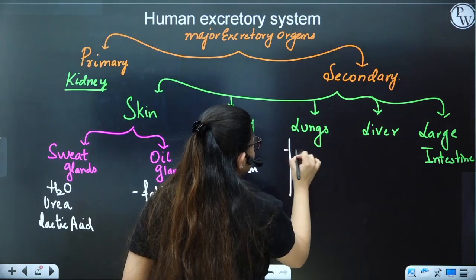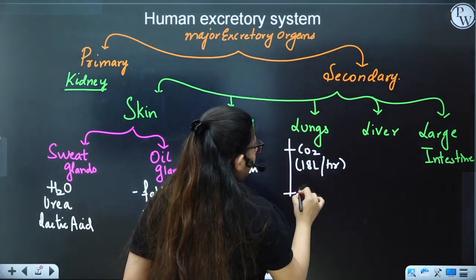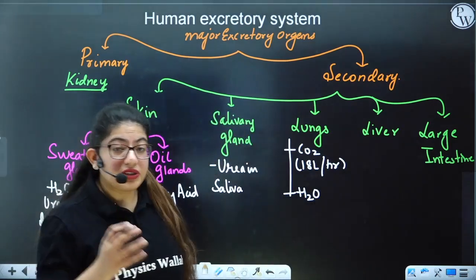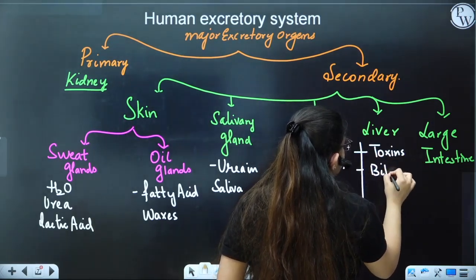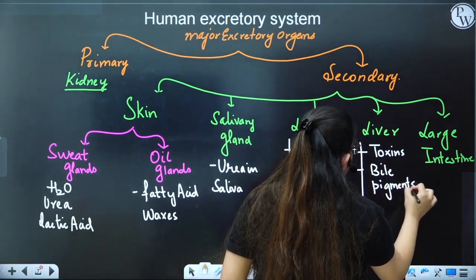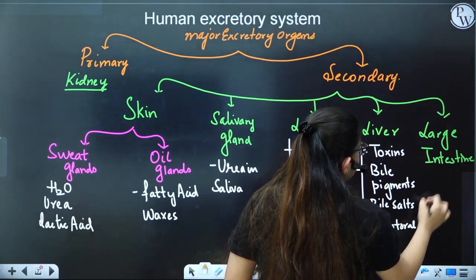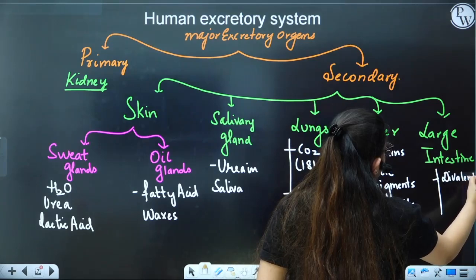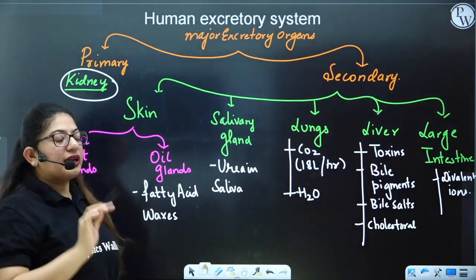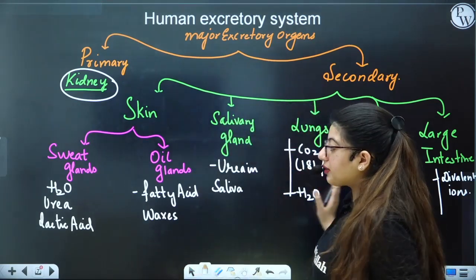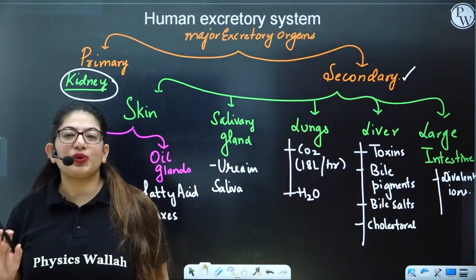Then the lungs excrete CO2, around 18 liters of CO2 per hour, and water. Then the liver excretes a lot of things: toxins, bile pigments, bile salt, and even cholesterol. And the large intestine excretes divalent ions like calcium and magnesium, okay? So, apart from the major organ, the kidney, there are also certain organs in your body that help in excretion. Though the amount is very small, that's why they are the secondary excretory organs, but they play some role in osmoregulation. Okay.